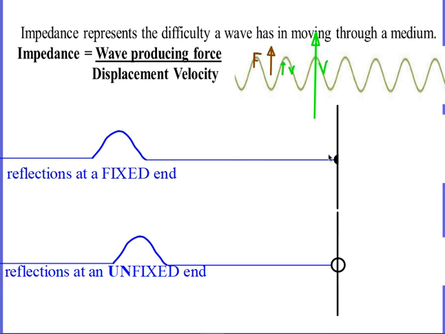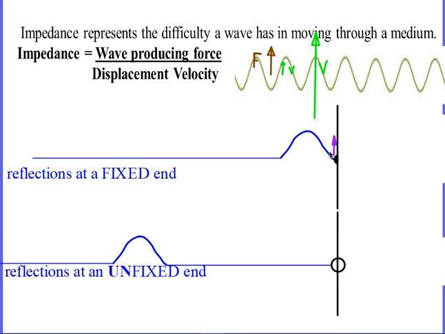Next, I want to look at reflections, and I have a wave moving through this medium. The displacing energies are moving through the medium, but when that wave gets to a fixed end, it tries to displace the end. But this is a fixed end. It cannot be moved, and so the displacement velocity is going to be zero. In fact, the impedance of a fixed end is infinite.